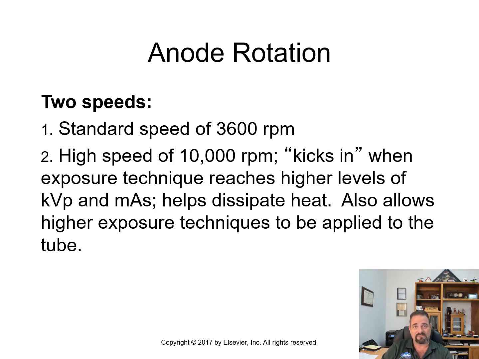Okay, so anode rotation. The anode rotation for the standard speed is usually around 3,600 RPM. Definitely need to remember that. That'd be a question on your test. That is the standard speed, the norm. High speeds of 10,000 RPM or more kick in when the exposure techniques reach the higher levels of kVp and mAs, and they help to dissipate the heat.